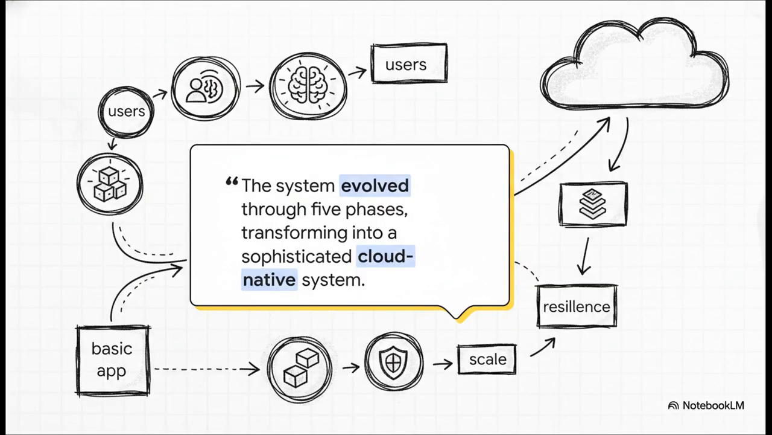Now I know what you might be thinking. Whoa, that looks really complicated. But here's the most important thing to remember. You've seen the journey. You know that each of these pieces wasn't just thrown in randomly. It was added one step at a time to solve a very specific problem as the app grew. The need for users, for intelligence, for scale, and for resilience.